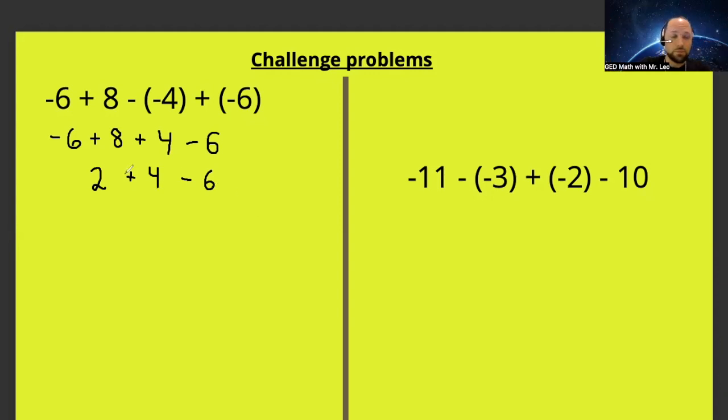All right, just looking at 2 plus 4, that's regular math. Technically, they're both positive. The signs are the same, so we're going to add the numbers and keep the sign. 2 plus 4 is 6. I'm going to bring down this last number, minus 6.